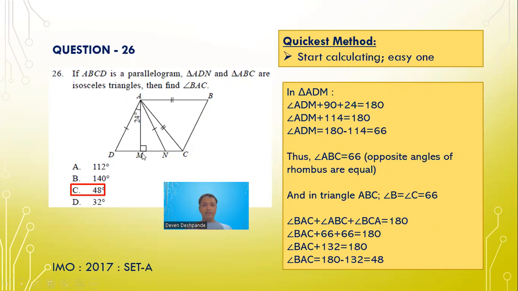Angle ADM plus 90 plus 24 is 180, because they are the angles of a triangle. So angle ADM plus 114 is 180. So angle ADM is 180 minus 114, which is 66. So this is 66.